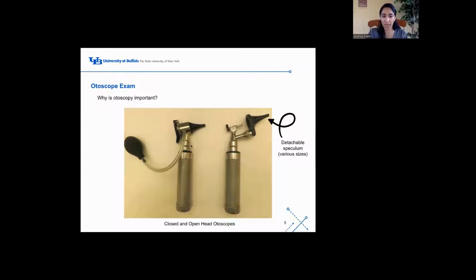So here we have a closed head otoscope and an open head otoscope with these detachable speculums. They come in different sizes, and we want to use the biggest one that could possibly fit in our patient's ear in order to see the best with most of the light getting in.